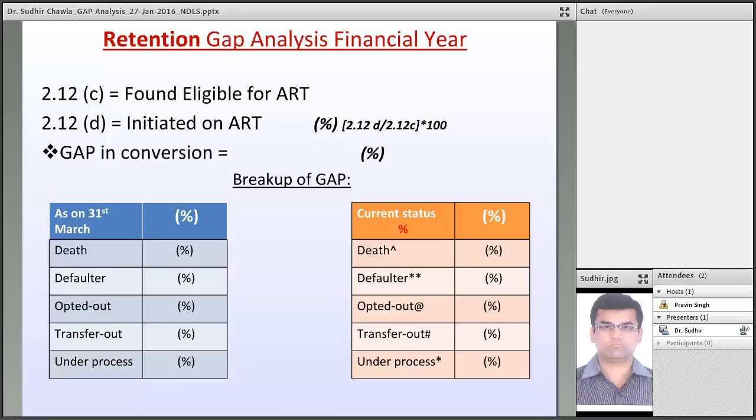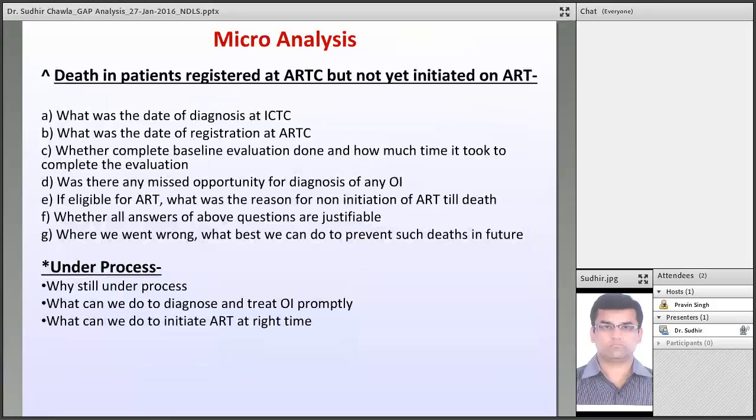So after we look into this gap, now we understand this is the gap, and this breakup is in these 5 broad categories. Now I want to know the reasons why these patients died, why these patients defaulted, and what I can do to decrease my death rate, or defaulter, or opted out, or transfer out, or under process. What can I do to improve initiation on ART of my eligible patients? I have to go into deep analysis of these 5 categories. How can we proceed? Like death.